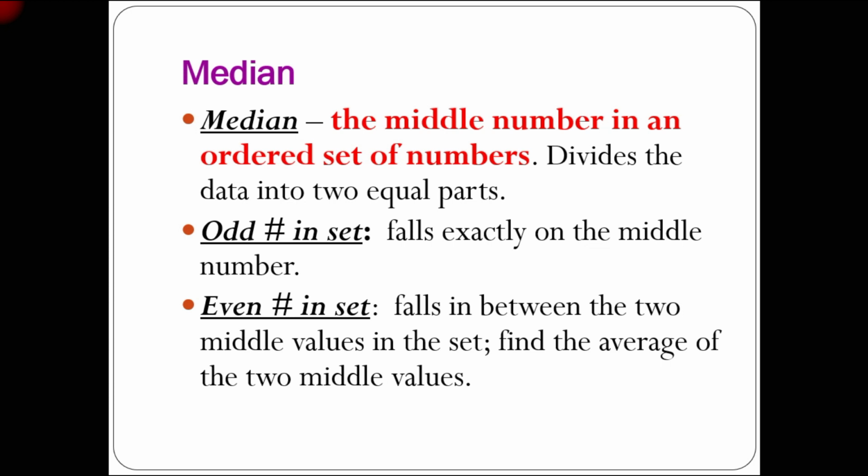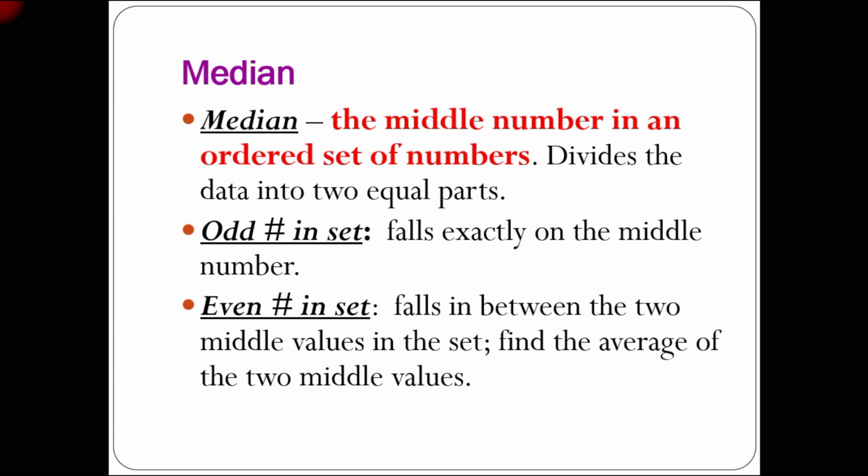So, odd number in set, it falls exactly on the middle number. Kunwari, we have 7. So, ano yung nasa gitna nun? 4. Diba? 1, 2, 3, tapos 5, 6, 7. Ang nasa gitna is 4. Fourth in position. So, yun yung magiging middle number or yung magiging median natin.